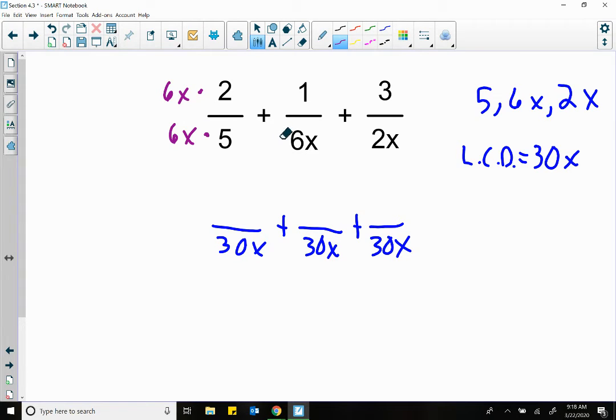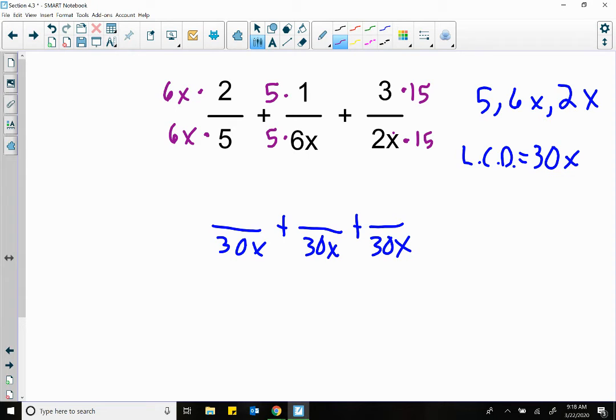What times 6x will give me 30x? Well, this guy just needs to be multiplied by a 5, because that's the part that was missing that transforms it into 30x. And then last but not least, what's going to turn 2x into 30x? We're going to multiply this by 15.